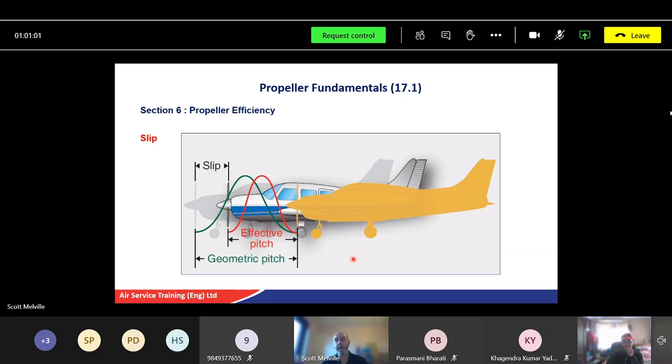Again, the numbers that we put in are very, very simple. There won't be large numbers, so you won't need a calculator. You don't need a calculator for any exam. Well, certainly, if they do put a question like that in, it will be quite straightforward, hopefully. Any questions on geometric and effective pitch?